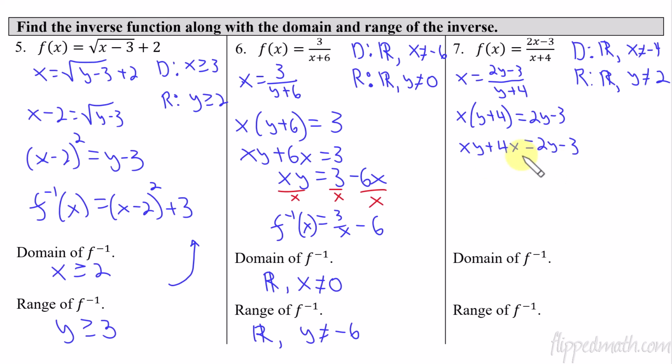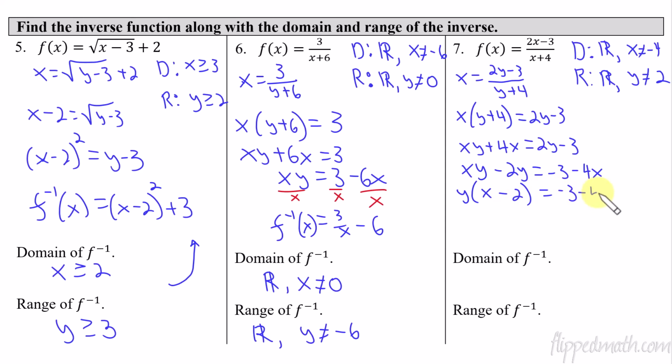But here I got a problem. I got too many y's going on. What you want to do is anything that has a y term, you get on the same side. So this 2y switches over here, subtract 2y, and anything that doesn't have a y in it, so this term does not have a y, I'm going to bring it to the other side. So -3 minus 4x. Now that allows me to factor out a y from both terms on the left side.